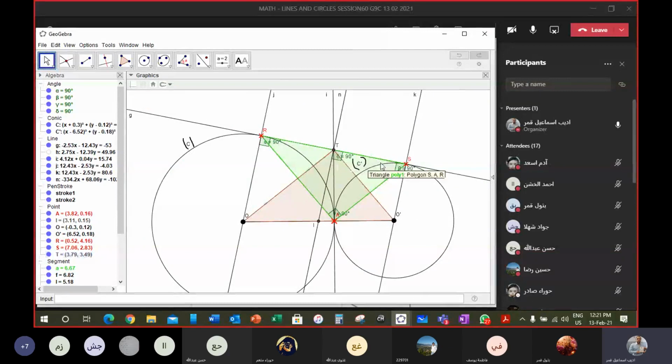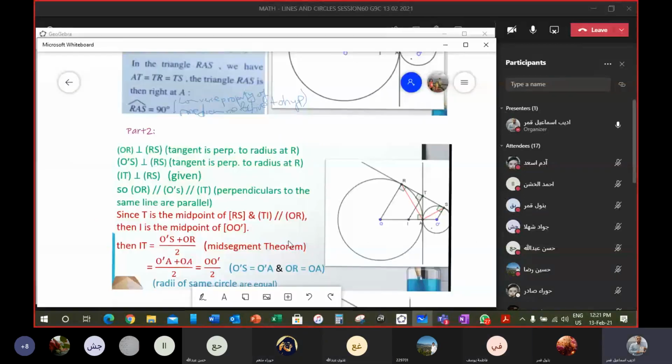صار هيدي 90 وهيدي 90 وهيدي 90، يعني صار هودي ال 3 lines اللي هن ال OR وال IT وال O prime S the three are perpendicular to the same line RS. فإذا شو صار؟ هودي ال OR وال IT وال O prime S صاروا parallel لأنهم perpendicular to the same line. They are parallel, perpendicular to the same line.